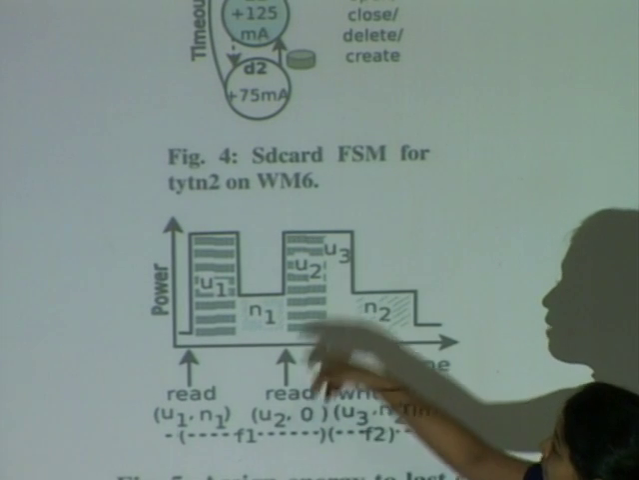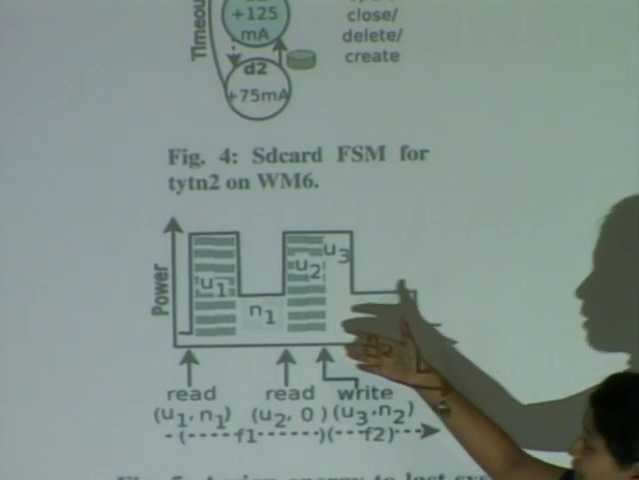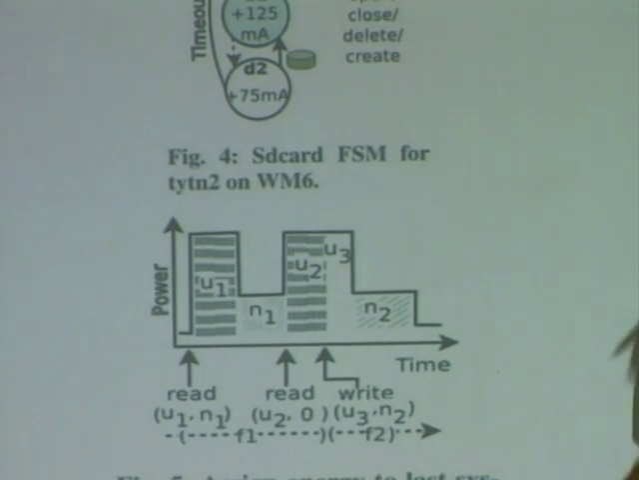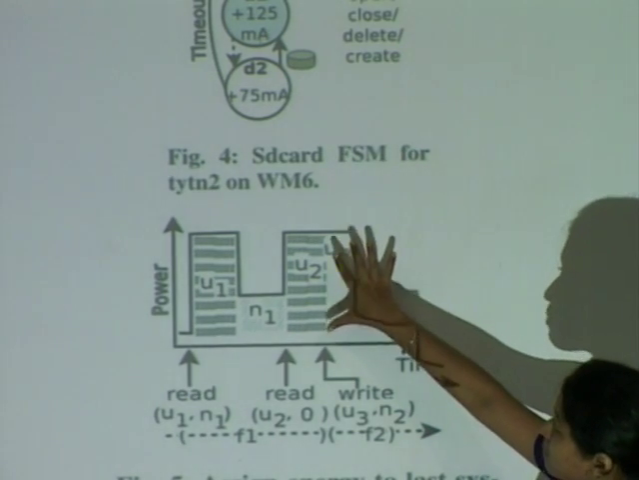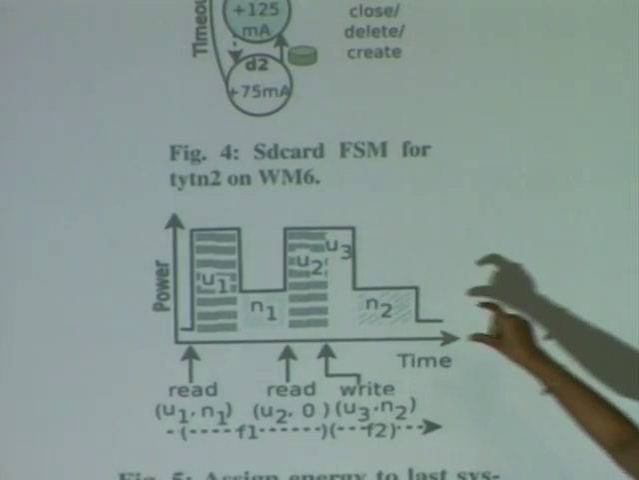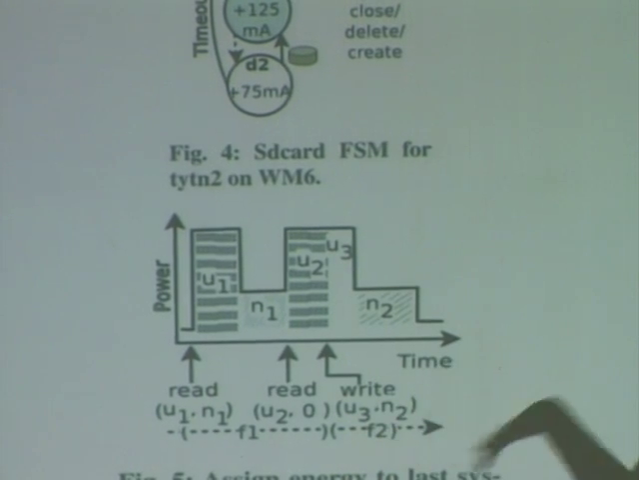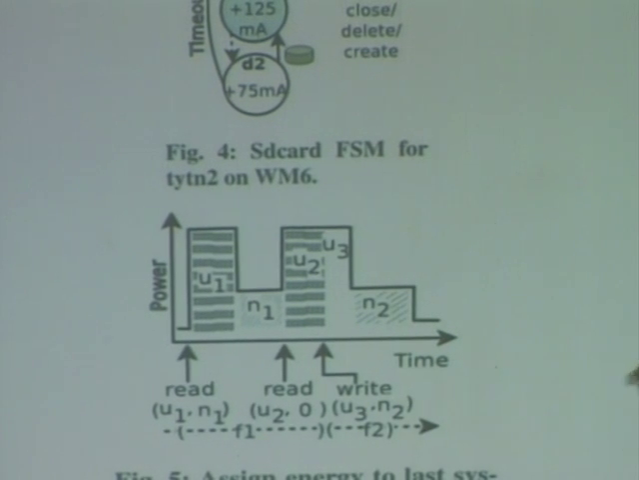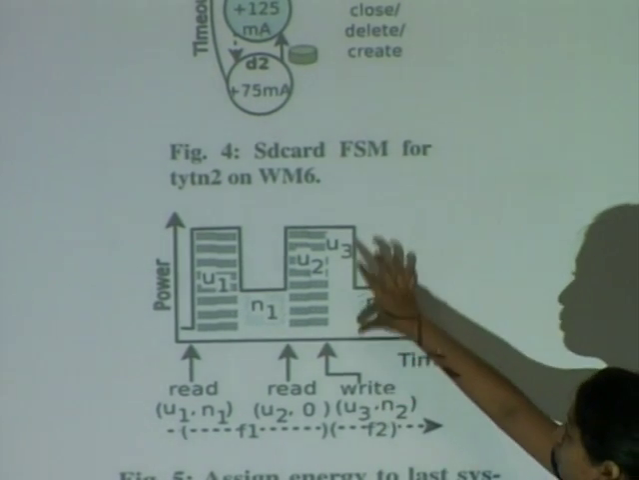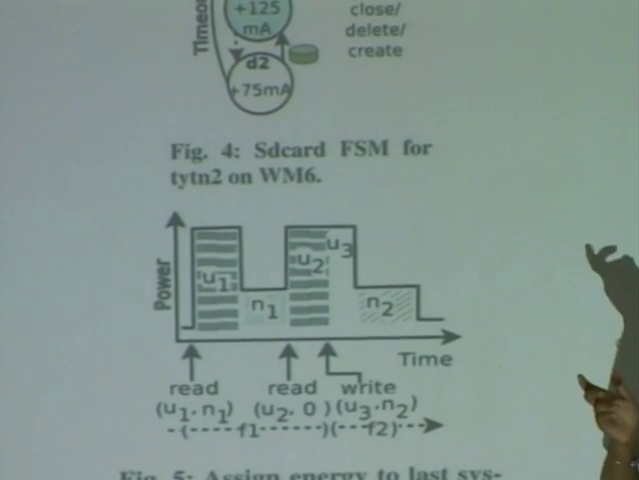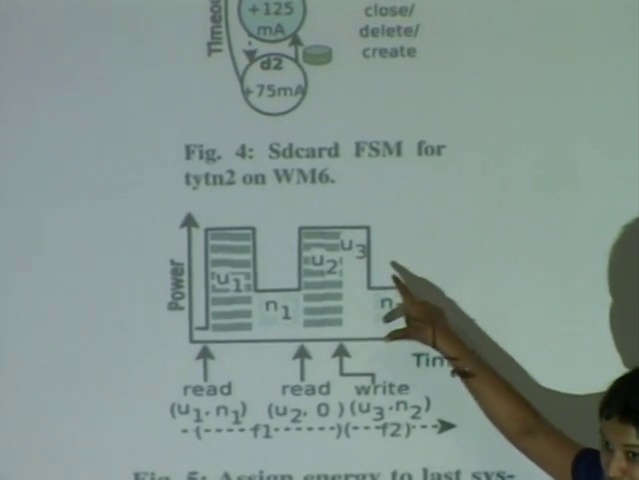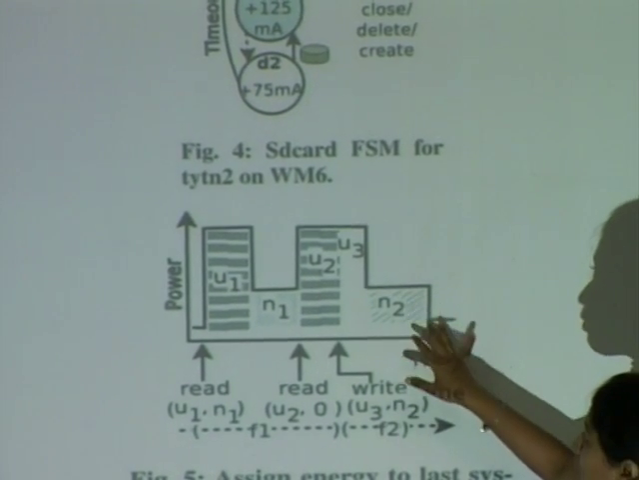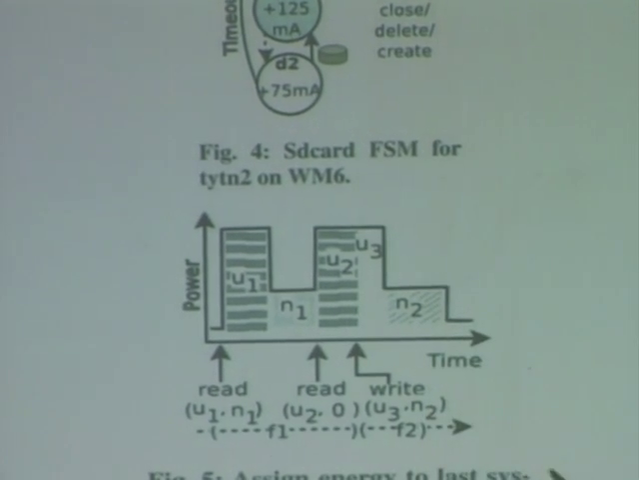Then, while it is in the tail state, a read command is issued again, so it will go to the high power state again from the tail state, and it will consume, suppose, U2 amount of energy. While it is in the read state and has finished the read, it is about to go to the tail energy state and a write call is issued. So it will go to a high power state again for the write call and use U3 amount of energy. After a certain time it will go to tail state N2 and then again to the base state. Okay, so this is the scenario which we have considered.